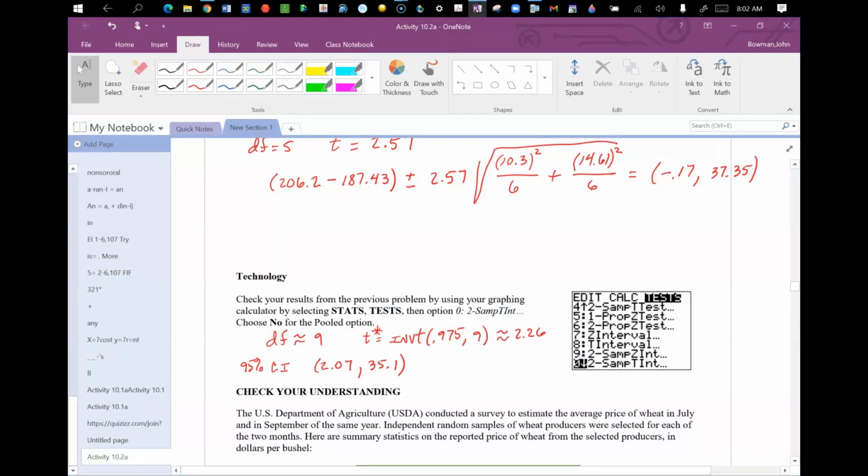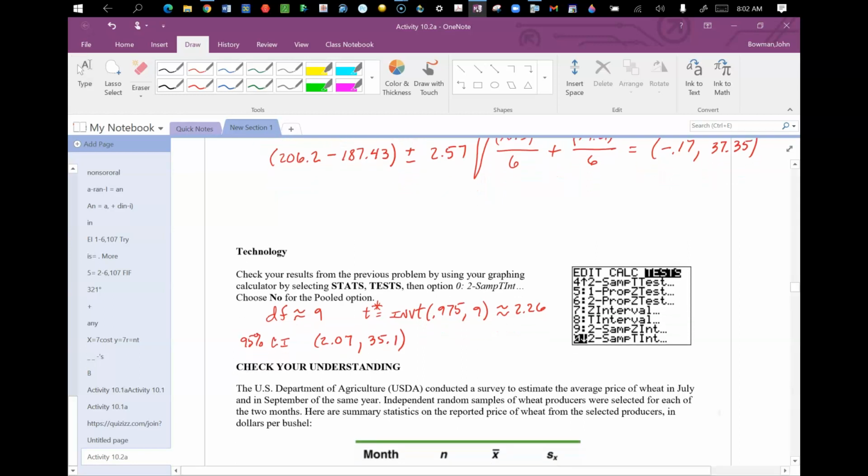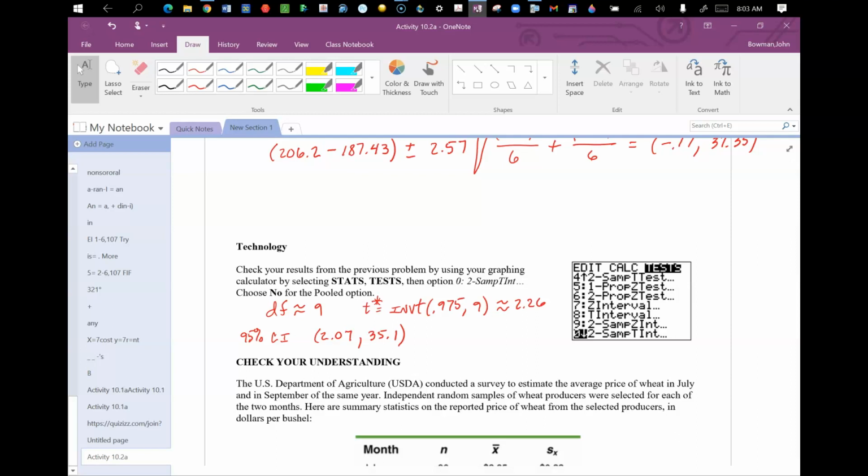Back in OneNote here, I wrote it from 2.07 to 35.1. We would interpret it the same way. We are 95% confident that generic batteries have a mean lifetime that's anywhere from 2.07 to 35.1 minutes greater than the mean lifetime of Weitzel Corp batteries.